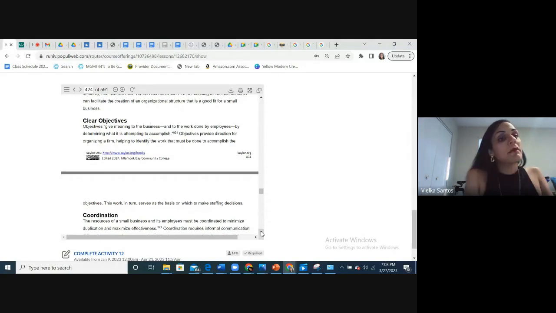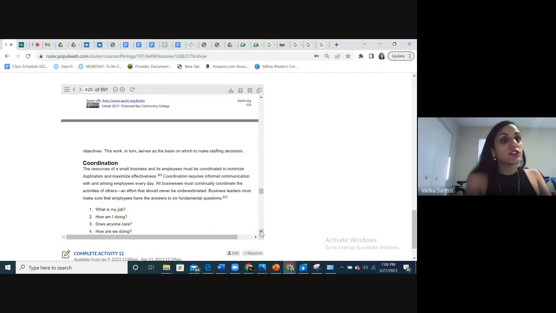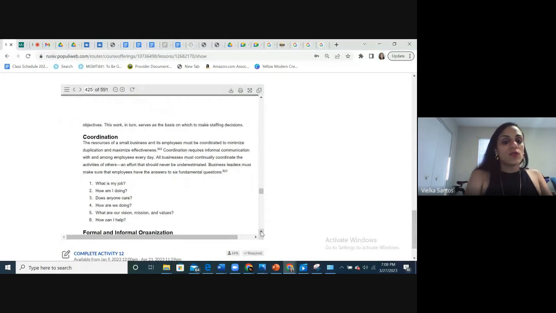So those are fundamentals of organization. Developing your objectives, coordinating. What is coordinating? Coordinating with your team. Here you will see, for example, what is my job? What is the other's job? What are they doing? Does anyone care? What are we doing? Mission, vision, values. Those are parts of the coordination.